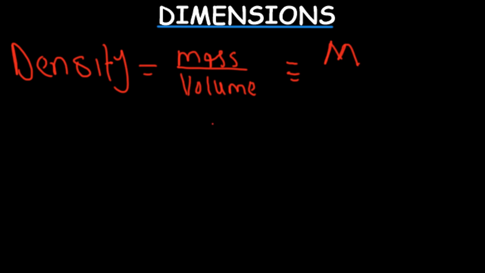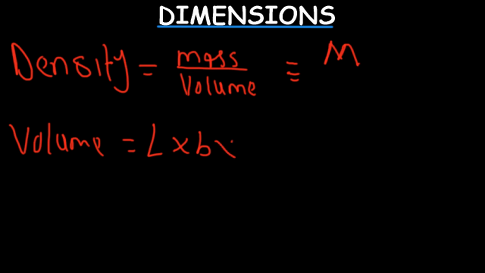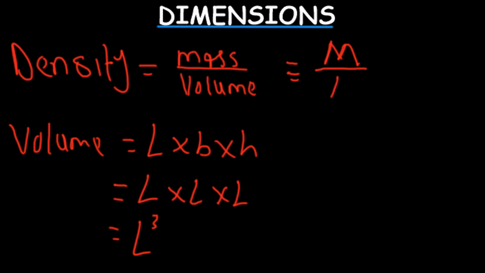while for the dimension of volume, we don't have any specific symbol, but we know that volume equals length times breadth times height. However, length, breadth, and height are all still referring to distance, so they are all length. So we have L times L times L, which equals L to the power of 3. Since the dimension formula for length is L, we can replace volume with L to the power of 3. So mass is divided by L to the power of 3.